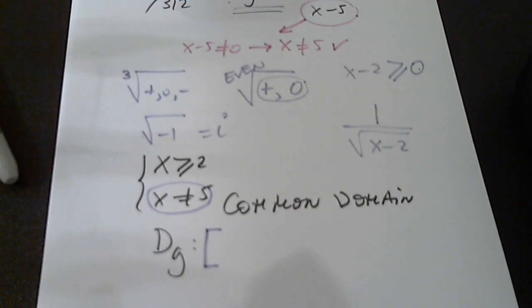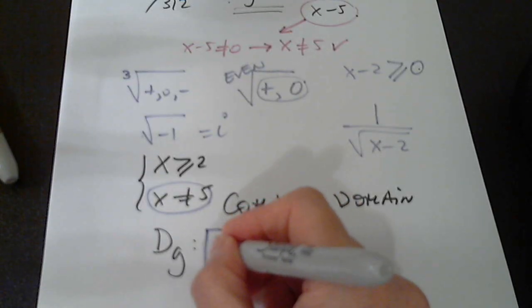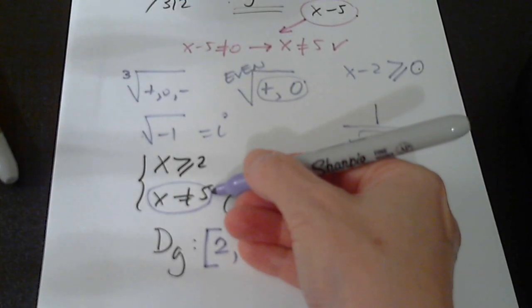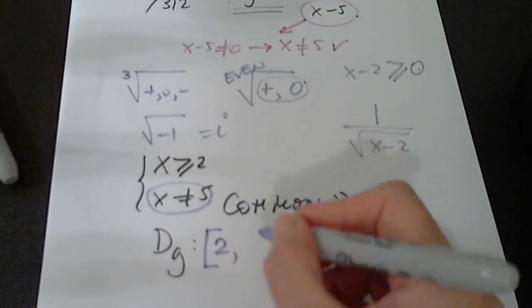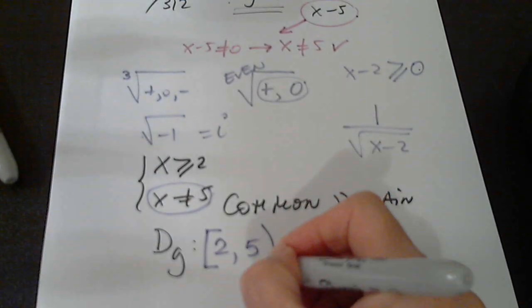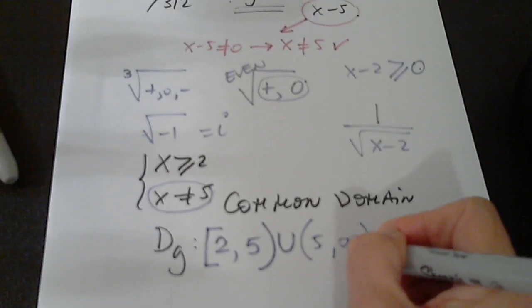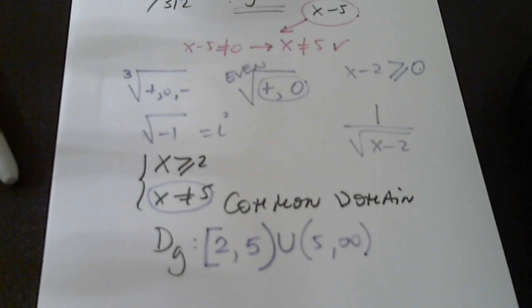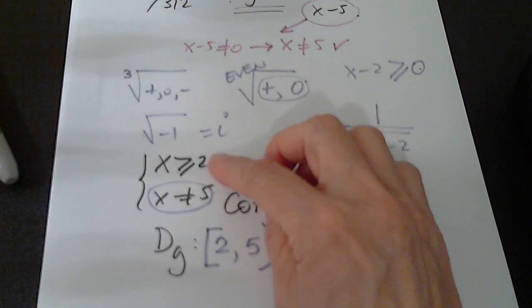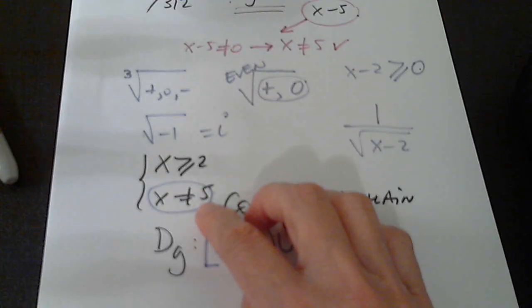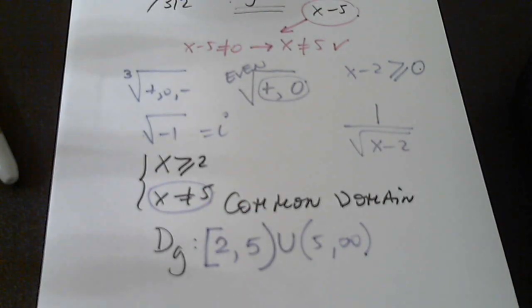2 comma infinity. So I cannot write 2 comma infinity because I have to exclude 5. Oh, okay. So 2 to 5, union 5 to infinity. Is this clear? Do we understand the domain? Yes. Any real number greater than or equal to 2, but I have to exclude 5. And that's how we write it. Agreed?